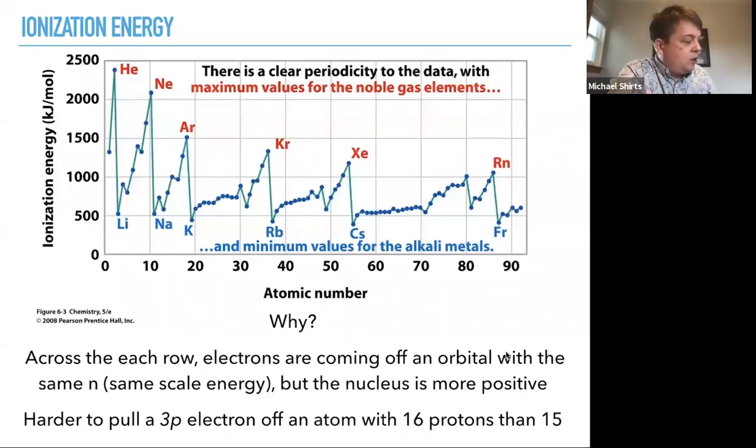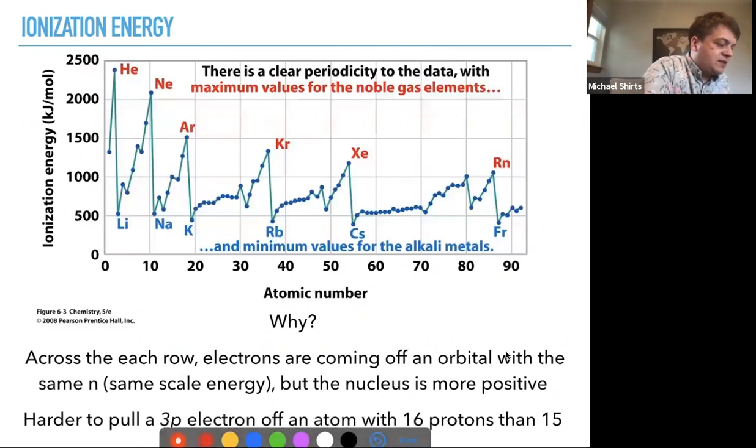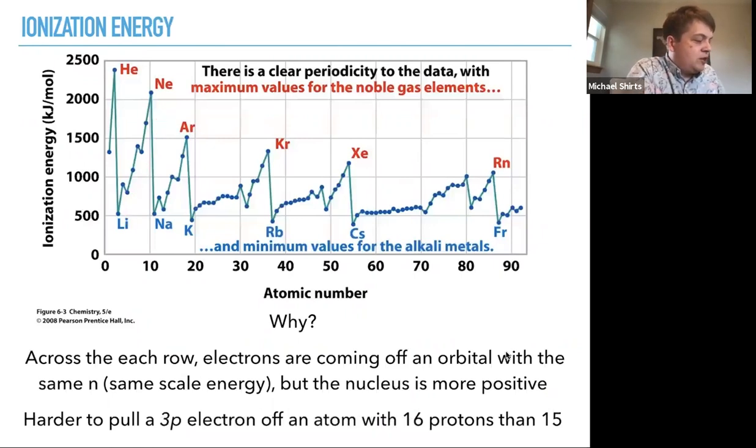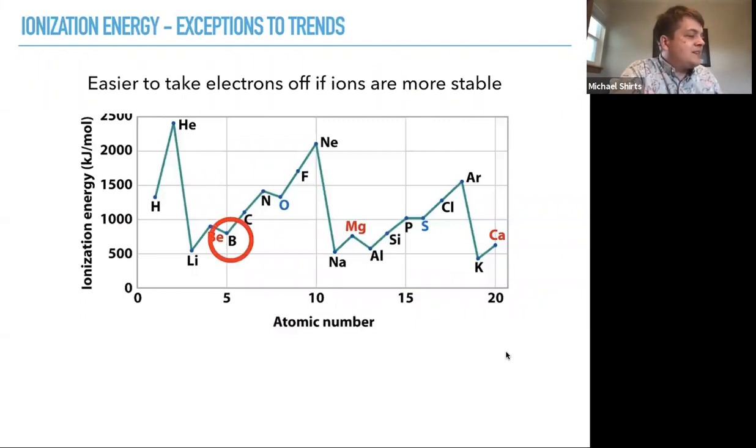So it's harder to pull a 3p electron off an atom with 16 protons than 15. So if we compare sulfur and phosphorus, it's going to be harder to pull that 3p electron off from sulfur than from phosphorus. There are some exceptions to the trends here. Usually, think as you go across, it's just going to keep on going up because you have more and more protons as you add things on. But we notice a few weird trends here.